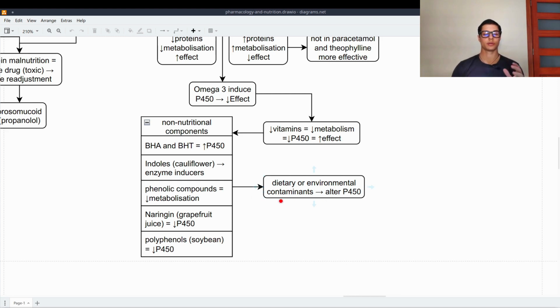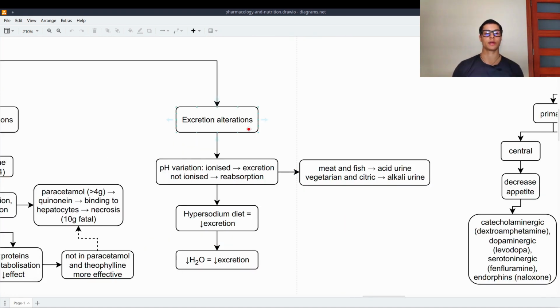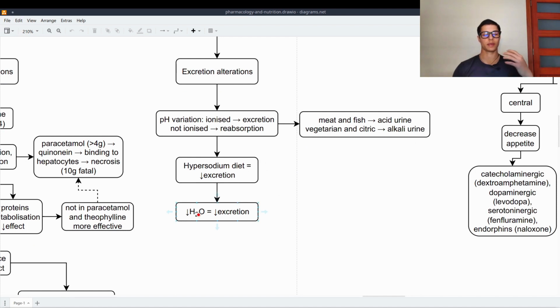Dietary and environmental contaminants also can alter the cytochrome P450. Excretion alterations, we have the pH variation, ionized gets excreted, not ionized gets reabsorbed. Meat and fish will create an acid urine, and vegetarian and citric will give us an alkaline urine. Hypersodium diets will decrease the excretion, and also not being well hydrated will decrease the excretion.